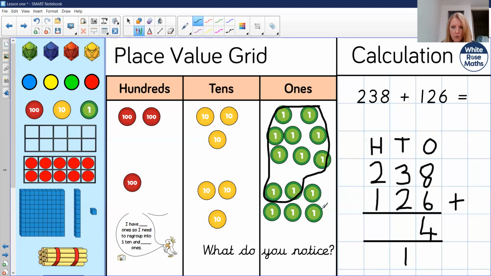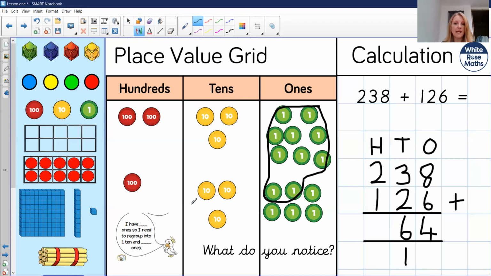We can't leave all of those ones there. We regrouped 10 of them to make 1 ten. So that's that 1 ten there. I can then move on to my tens column and add up the tens. So that's 3 tens, add 2 tens, and then my extra 1 ten that I've just regrouped. So that'd be 10, 20, 30, 40, 50, 60, 6 tens in my tens column.